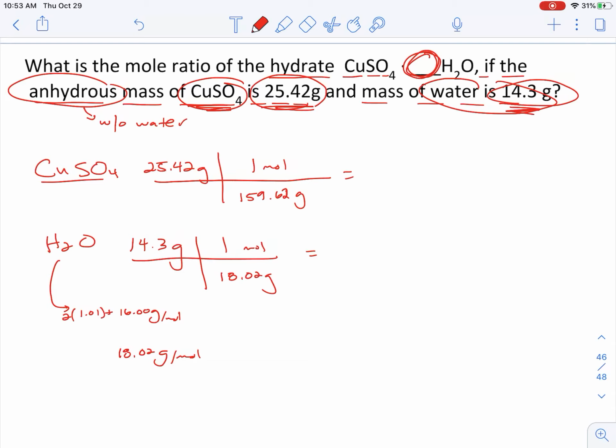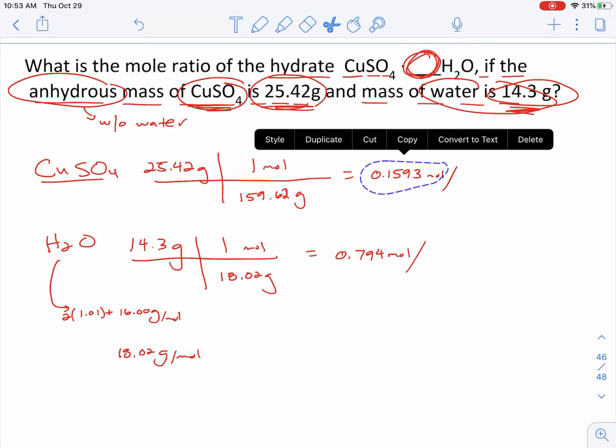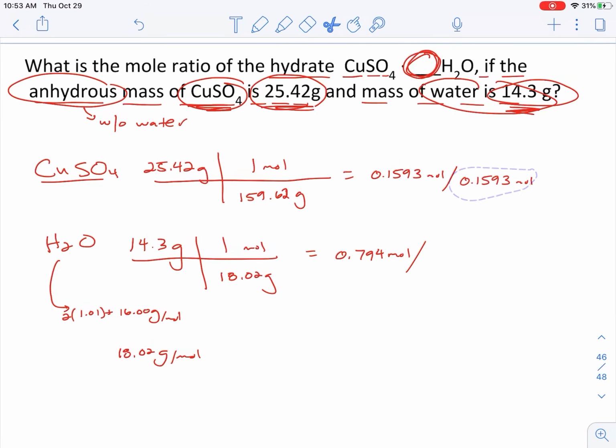So grams get canceled out, 25.42 divided by 159.62. The moles of copper sulfate is 0.1593. I'm going to use 4 significant figures because there are 4 there. And then when I do 14.3 divided by 18.02 for the water, you end up getting 0.794 moles. That's not a very good ratio, so you need to divide by the smallest number of each, which is the amount of the anhydrous compound.